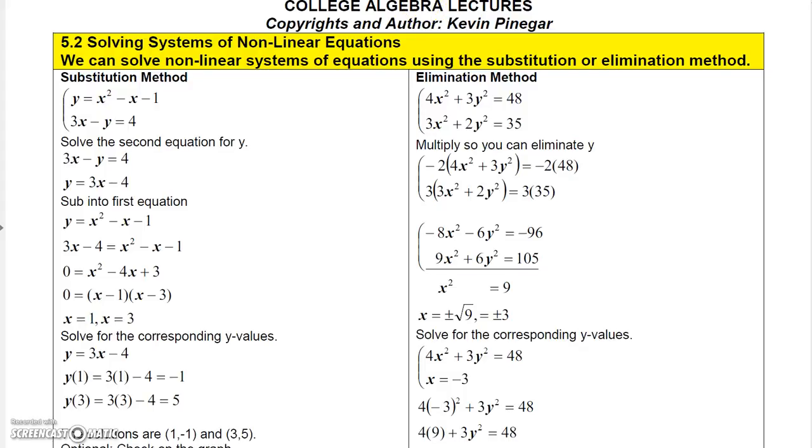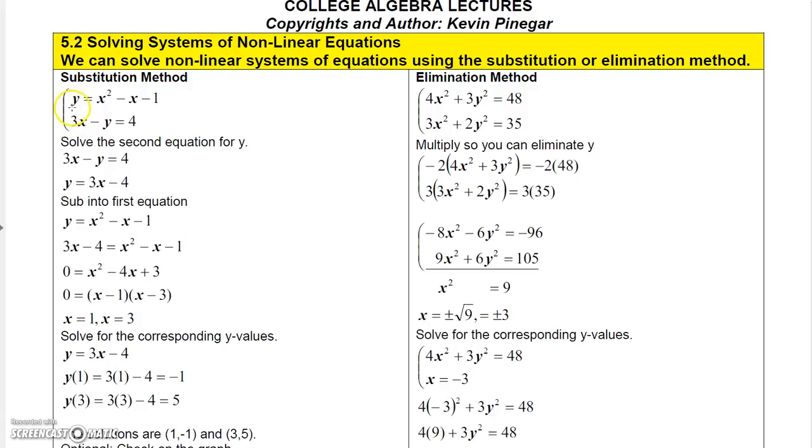Okay, we'll return to inequalities a little bit later. Right now I wanted to talk to you about solving systems of equations, but this time we're going to talk about nonlinear systems of equations. Now when I say nonlinear, that means at least one of these equations is going to represent a graph that is not linear. So let's take a look at this first one here.